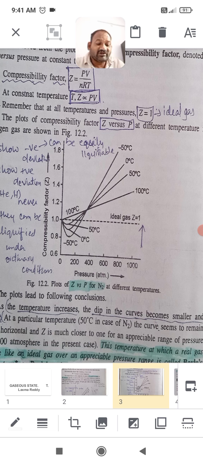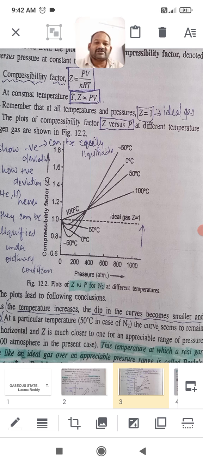You see the ideal gas, that is the dotted line. Ideal gas is equal to 1, that is, compressibility factor is equal to 1. Take the lower temperatures, for example minus 50 degrees centigrade, 0 degrees centigrade and 50 degrees centigrade. These are below the horizontal line. Above the horizontal line are 100 degrees centigrade, 50 degrees centigrade, 0 degrees centigrade and minus 50 degrees centigrade.